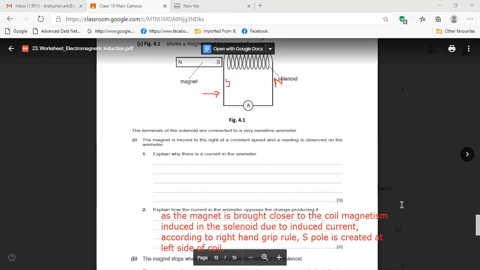Sir, if I write the way I said, will I get marks? You will get marks, but not 2 marks, you should make it more specific. Like south pole, you should mention. Okay. I wrote the solenoid is magnetized and due to right hand grip rule the solenoid has south pole on the left side which opposes the magnet. It's fine because they said the current opposes the change producing it. That means south pole is created here, and one is repelling the other. This one you have to mention. The other things are fine.